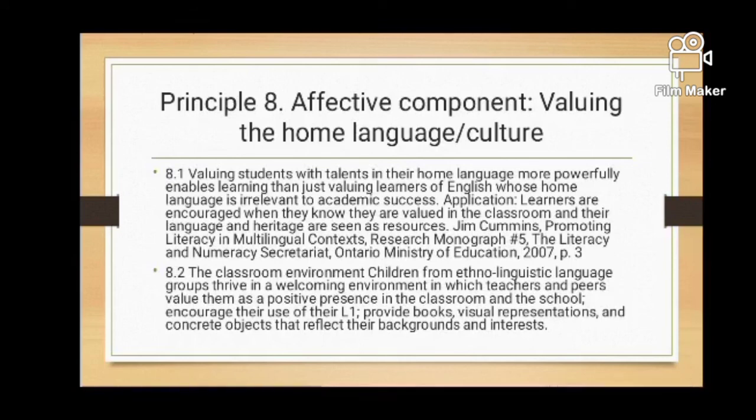So next is the classroom environment. Children from ethno-linguistic language groups thrive in a welcoming environment in which teachers and peers value them as a positive presence in the classroom and the school, encourage their use of their language, and provide books, visual representations, and concrete objects that reflect their background and interest.